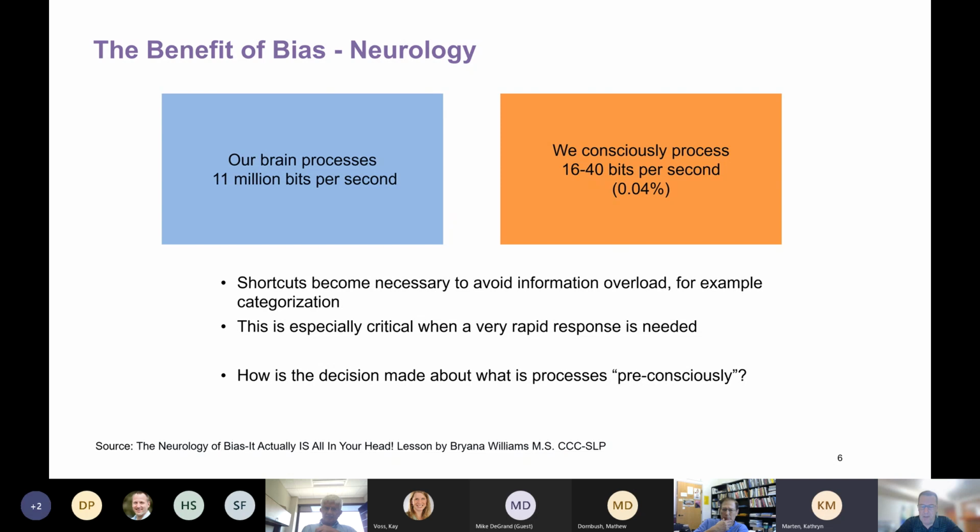If we take a step back, with these definitions, bias already has a bad reputation, right? It's prejudice. It's something bad. It's almost like a mistake that we're making. But let's look at a couple of facts. Our brain processes 11 million bits per second. It's kind of like a supercomputer. Of those, only 16 to 40 bits reach our consciousness.